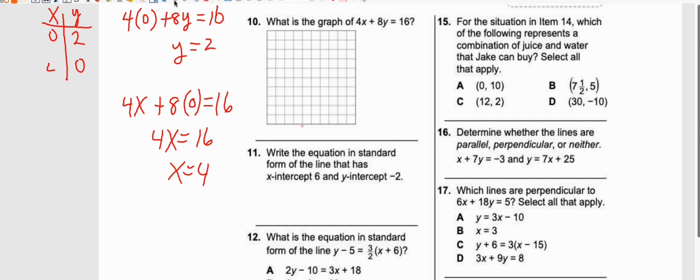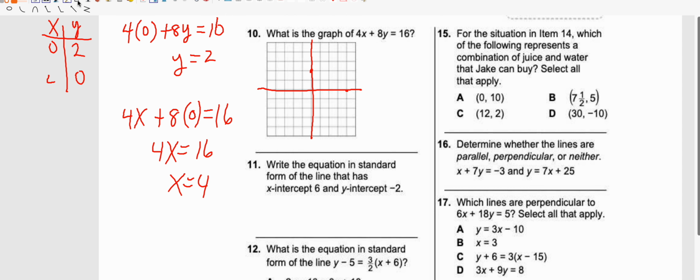And I'm gonna make them here. And so now if I do 0, 2 and 4, 0, more of the line fits on the graph, right? About right there.